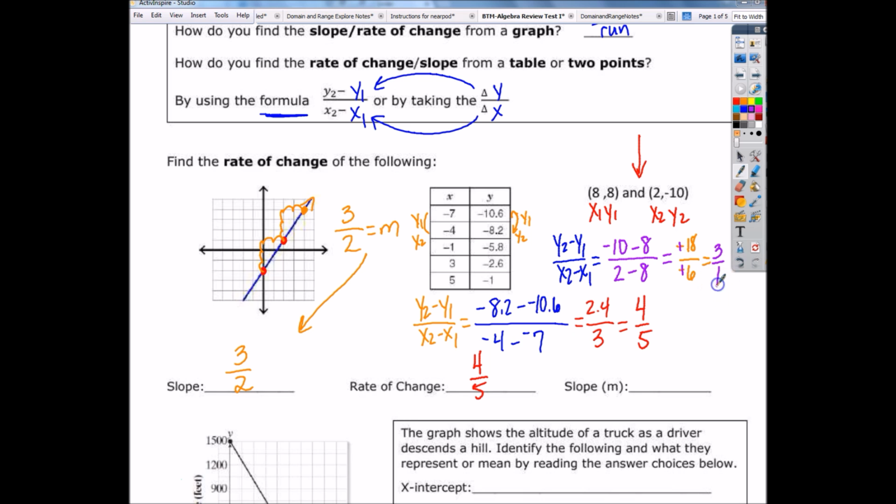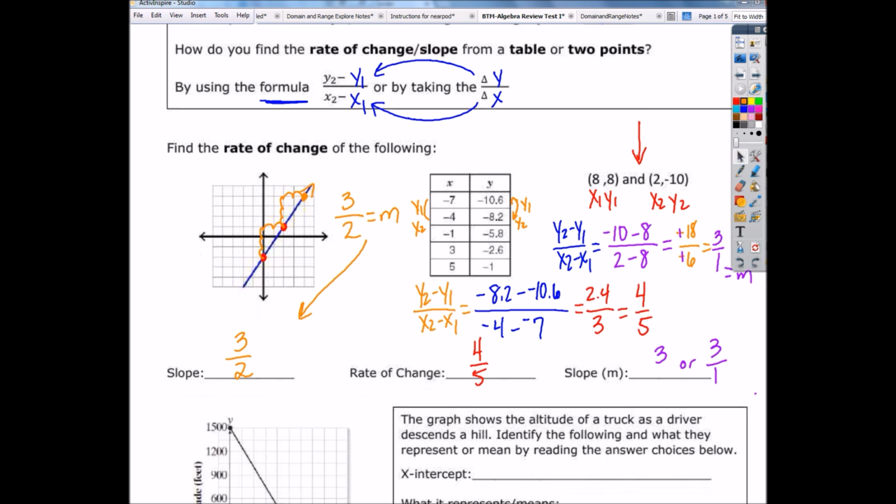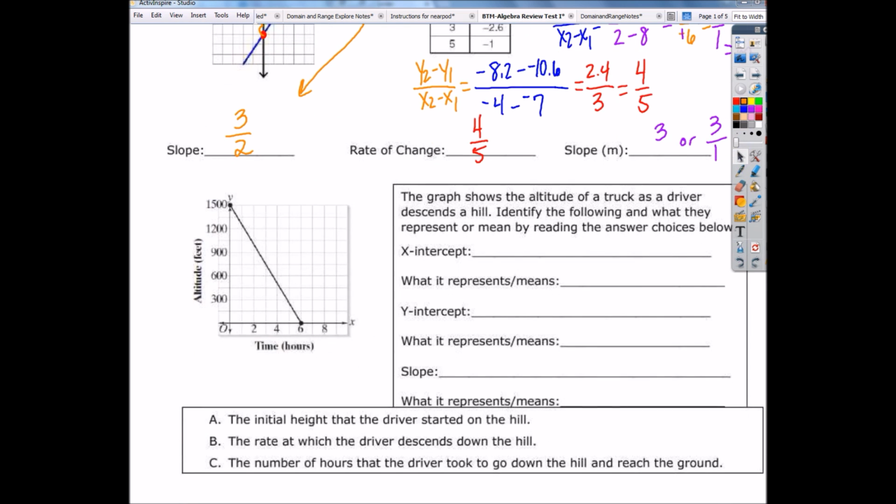Therefore, and you can leave it as a fraction if you want, 3 over 1. It doesn't matter, which is going to give me my m. So m is 3, or if you want to say 3 over 1 for that rise over run demonstration. All right, so there's your rate of change, folks. Great job there. Let's move on down.